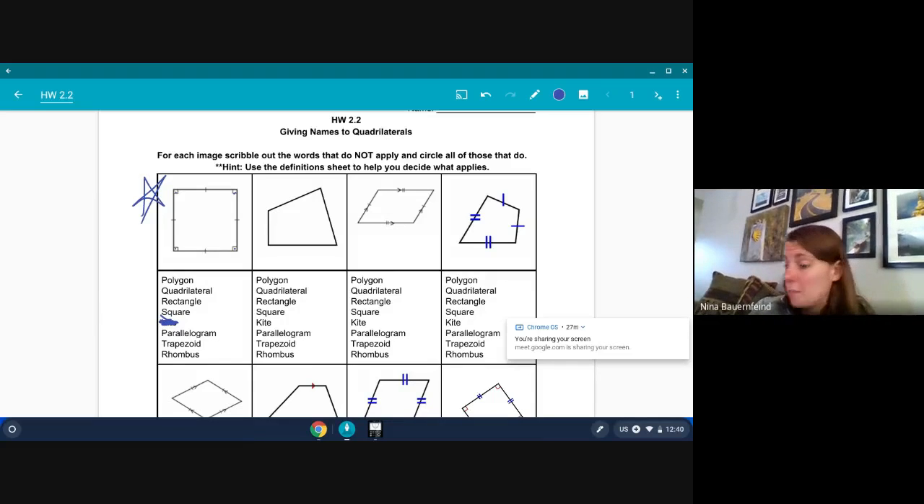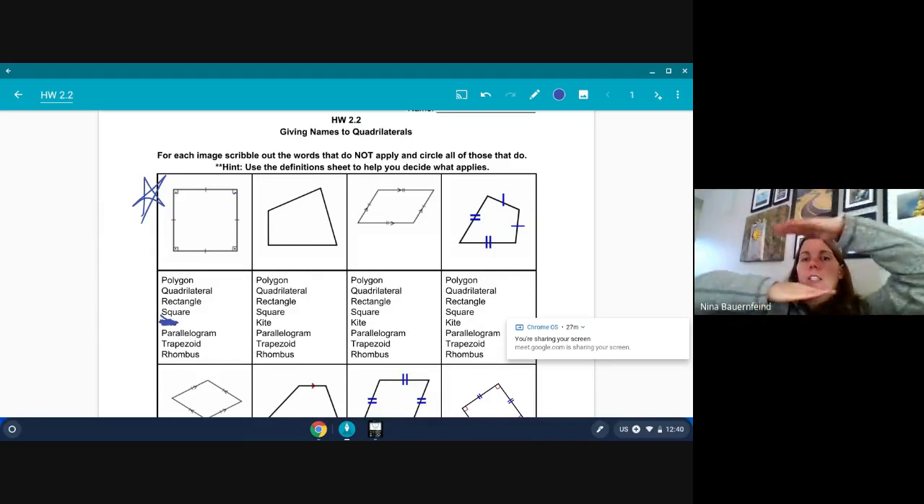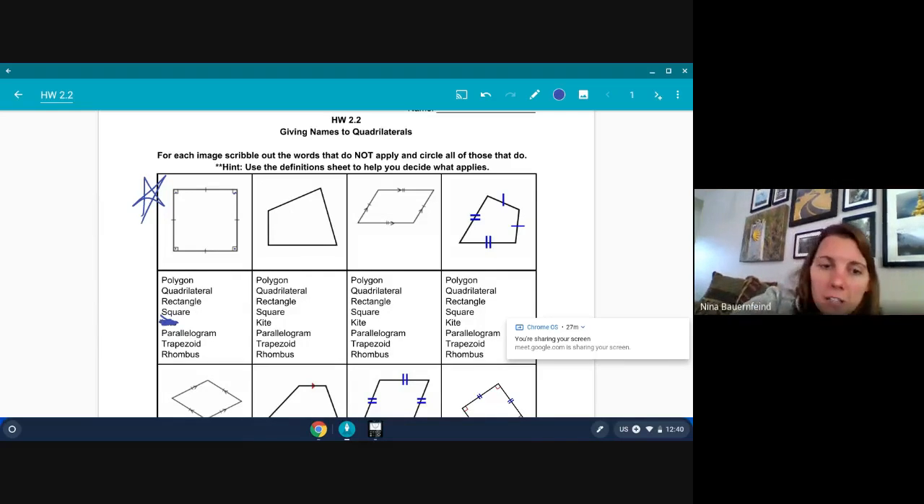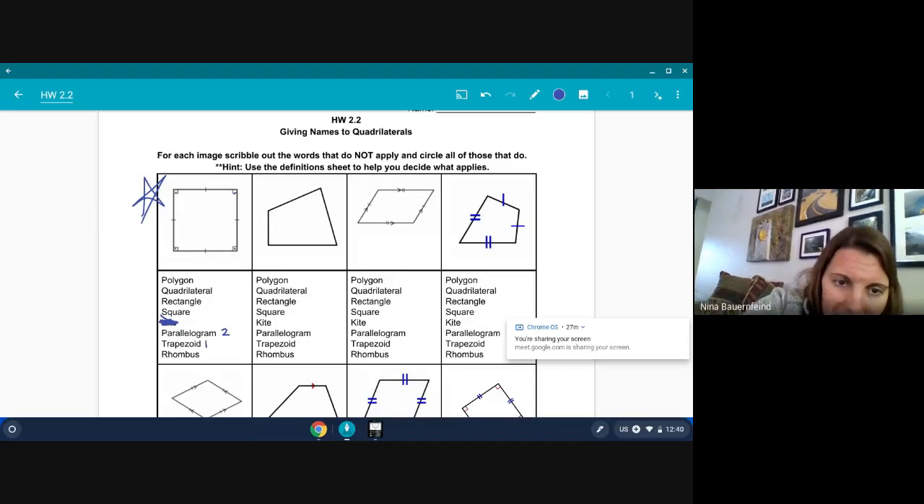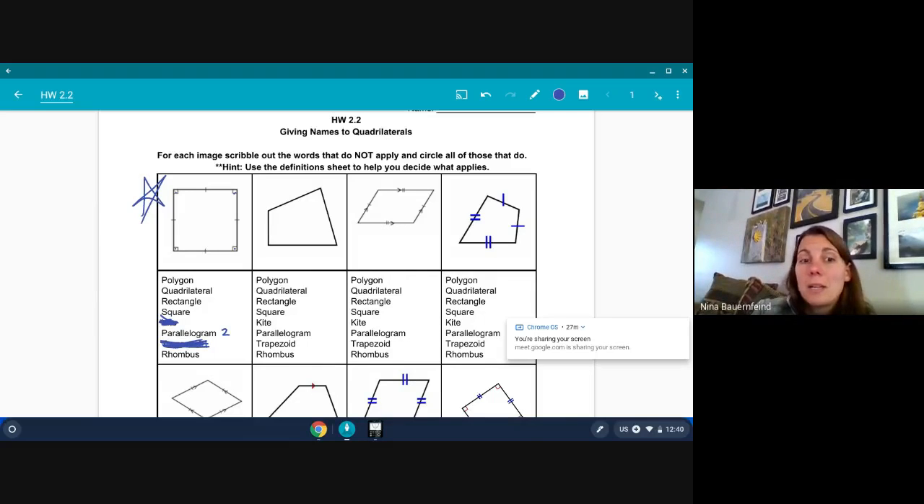A parallelogram. Parallelogram has two sets of parallel sides. Yes. The sides won't touch and the top and bottom won't touch. Trapezoid says one set of parallel. We just said it has two, so it can't have just one. It's not possible. And then a rhombus. Rhombus is four equal sides. Does this have four equal sides? Yes. So a square hits a lot of boxes. Do you guys want to try one more together and then you guys can do the rest tonight?